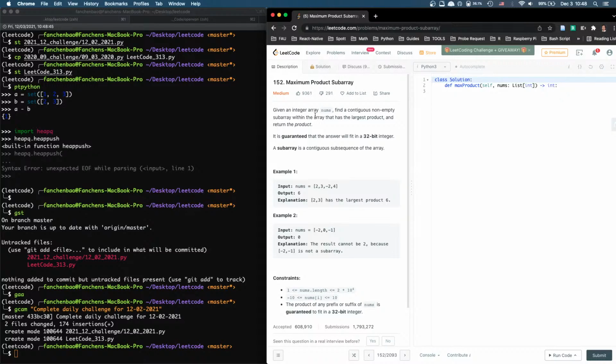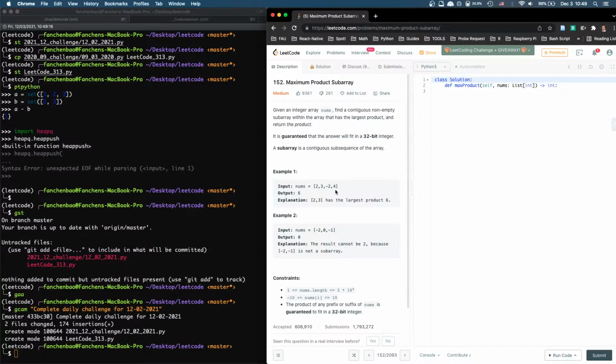Given an integer array, find a continuous non-empty subarray within the array that has the largest product and return the product. Wait, what was the problem? Oh, the problem I did was the maximum product except for one. That was the problem that I did. This is different. This is a contiguous subarray, right? That's slightly different. Can we use Kadane for this?